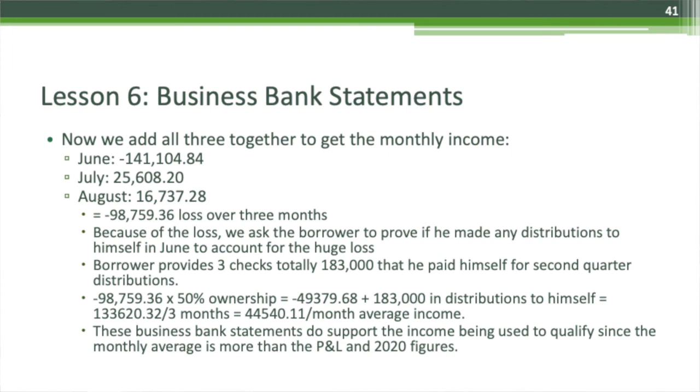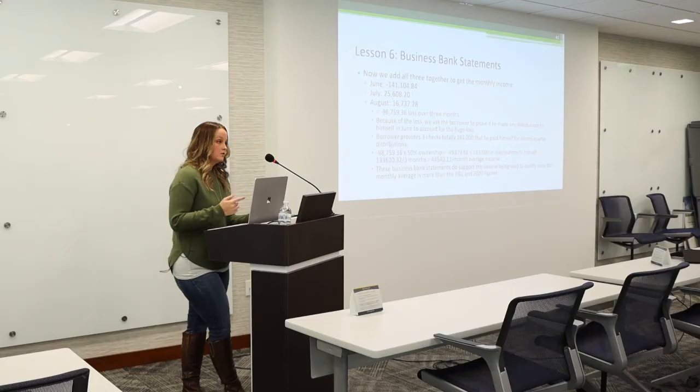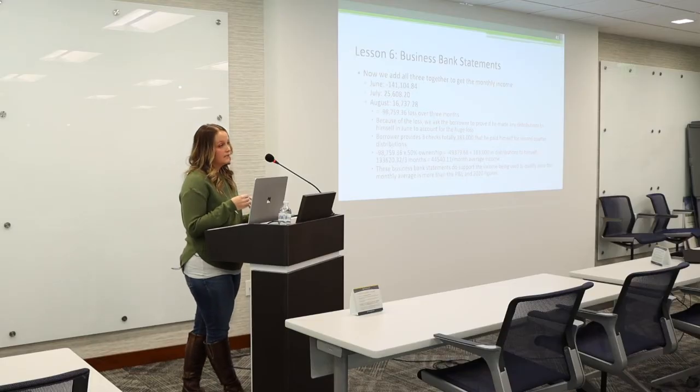So then you take that negative number from the 3 months, times it by 50%, because if you remember, this borrower is only a 50% owner, that equals this negative 49,379.68, and then you add in the distributions he paid himself of 183,000, and so that equals 133,620.32, which you would divide over 3 months. So those 3 months business bank statements that we got, the average monthly income was $44,540.11. So now, after we showed that he paid himself money, it does support the income that we used to qualify. It's not just checks that you could use. I've done, if we had personal bank statements in the account and I can see him making transfers constantly to himself, I'll add all those back in.